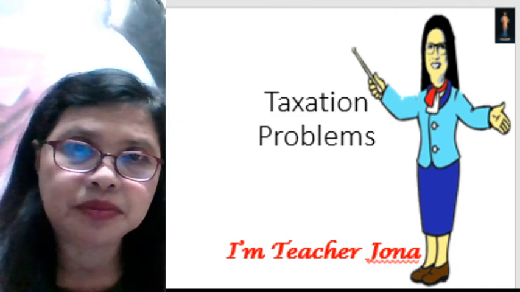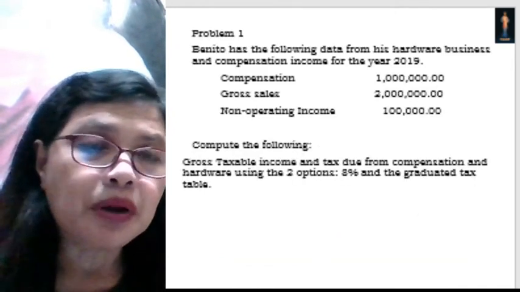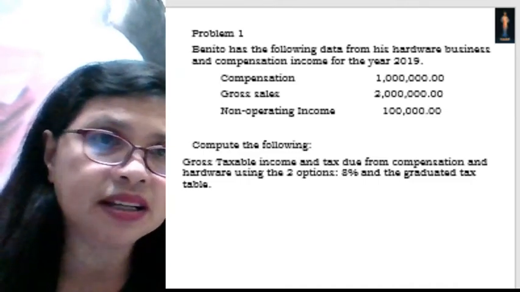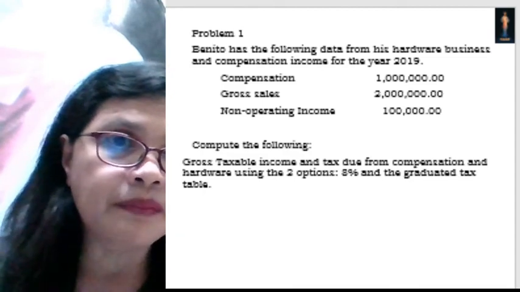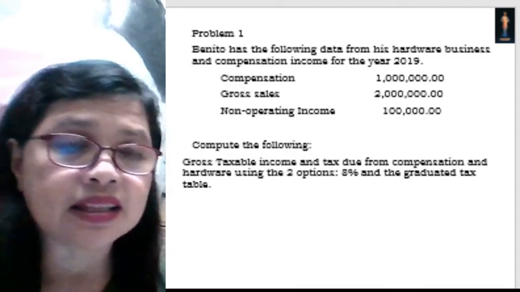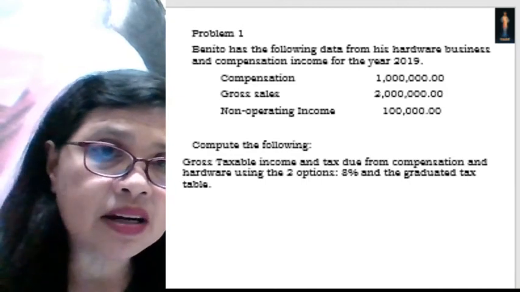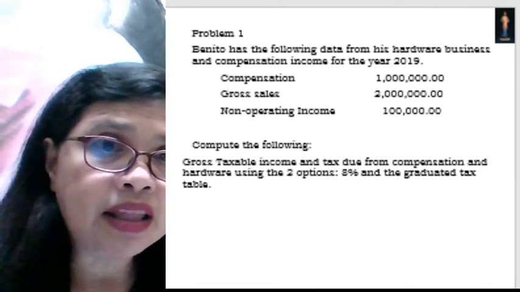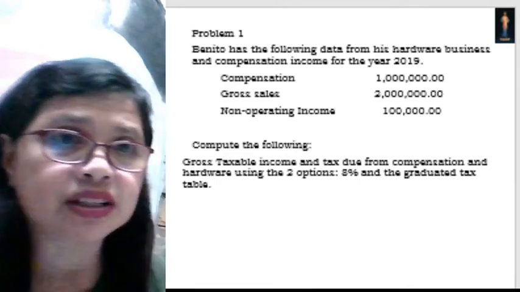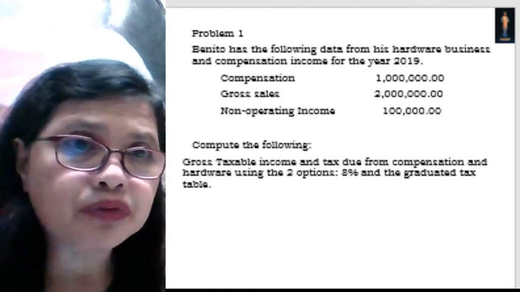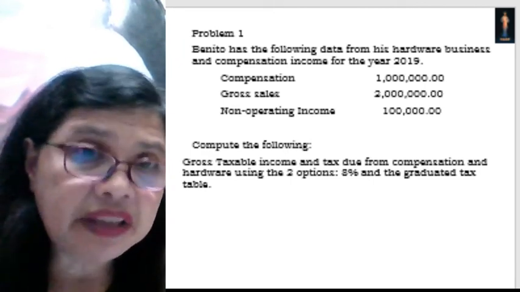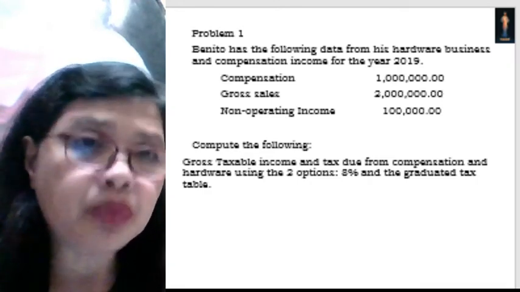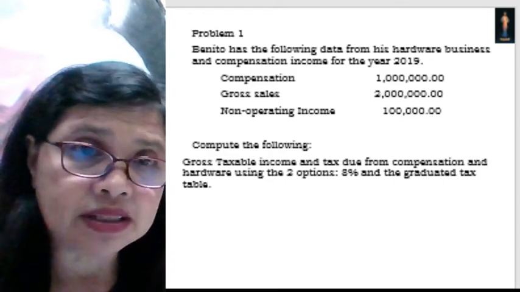Okay, what is the first problem? Okay, problem one. Benito has the following data from his hardware business and compensation income for the year 2019. Okay, so the data presented are the compensation of 1 million, gross sales of 2 million, non-operating income of 100,000. The requirements: compute for the following: gross taxable income and tax due from compensation and hardware using the two options.